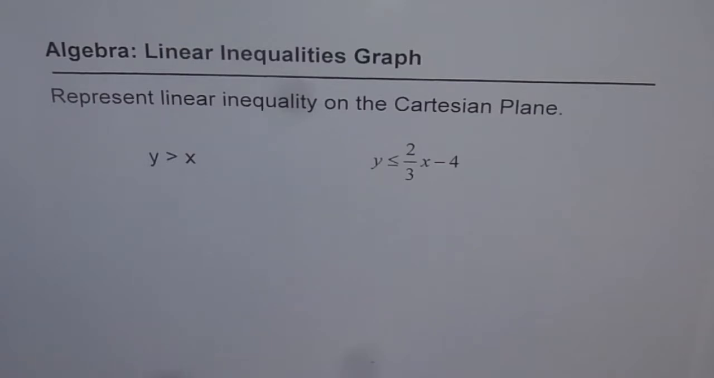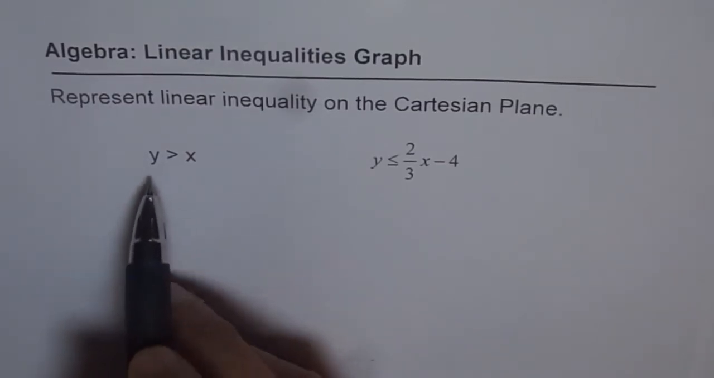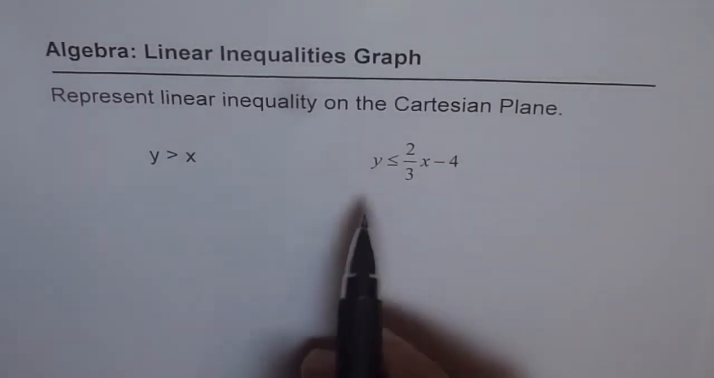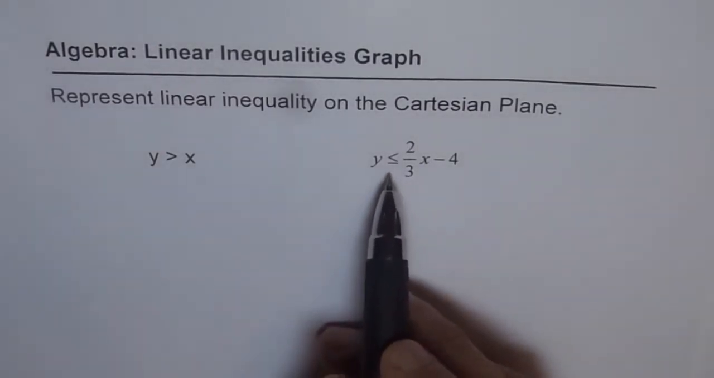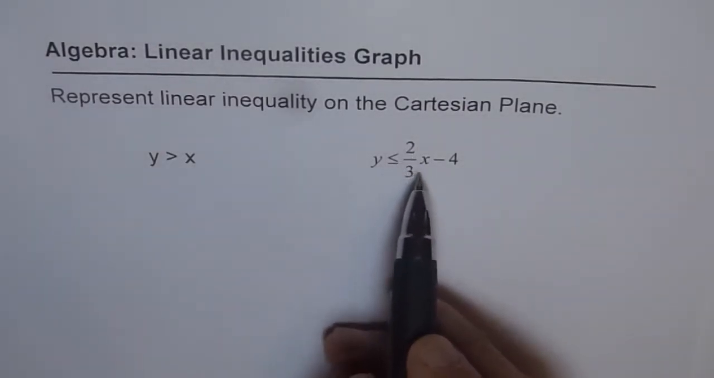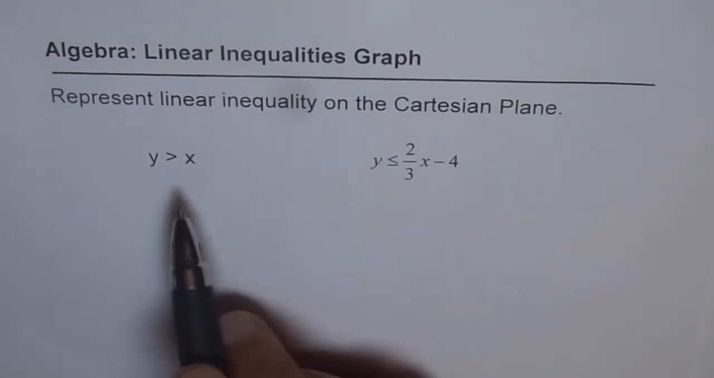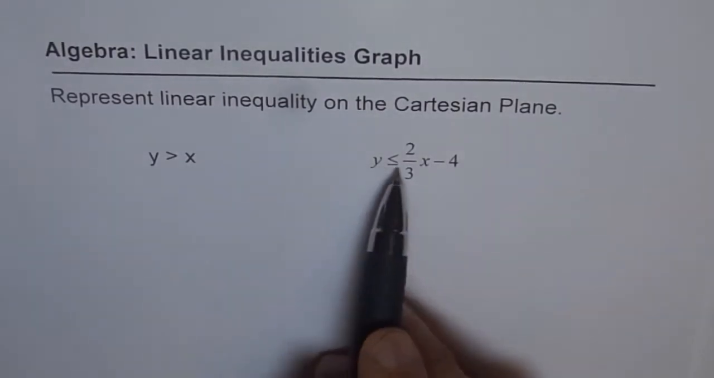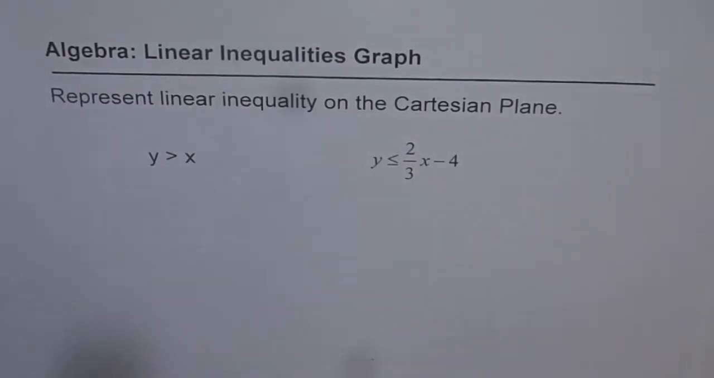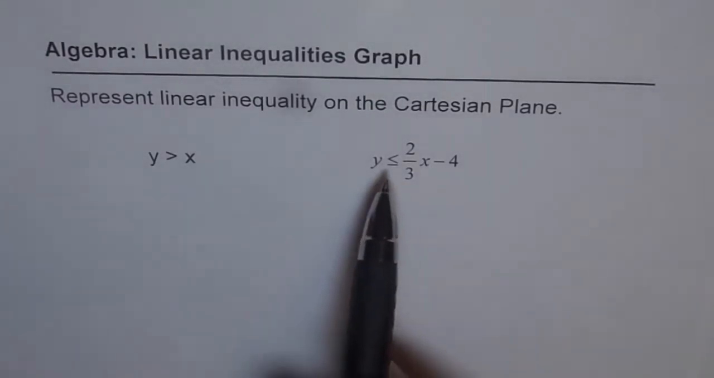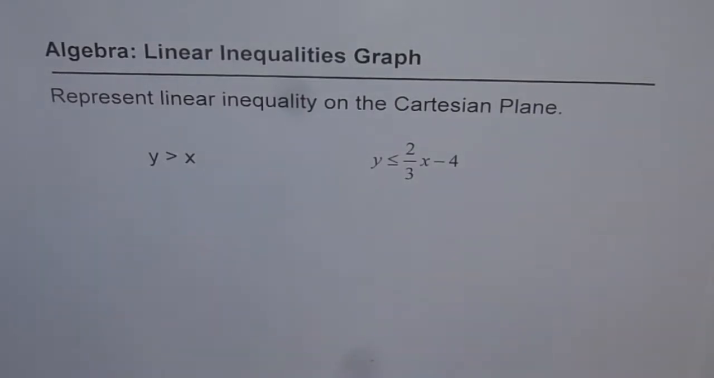So the first one is y is greater than x, and the second one is y is less than or equal to 2/3 x minus 4. So both of them are inequalities. They don't have just an equal to sign in between, but they have inequality signs: greater than in the first case and less than or equal to in the second case.